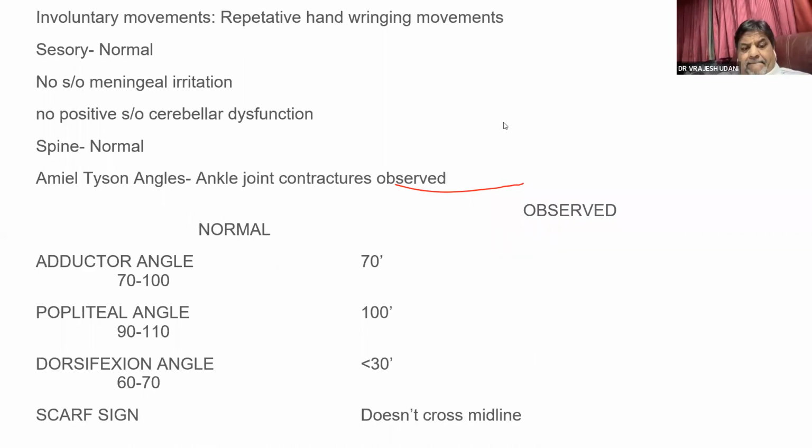Okay. So there were involuntary movements in the hand, repetitive hand wringing movements present. What are those called? Stereotypies. Okay, stereotypies, fine. Sensory wise, as far as I could examine, I did not find anything abnormal in sensory examination. I did not find any meningeal irritation in the child, and the spine was normal. There was no nystagmus noticed in the eye, so I'll say there was no cerebellar sign. That was the only sign I saw.